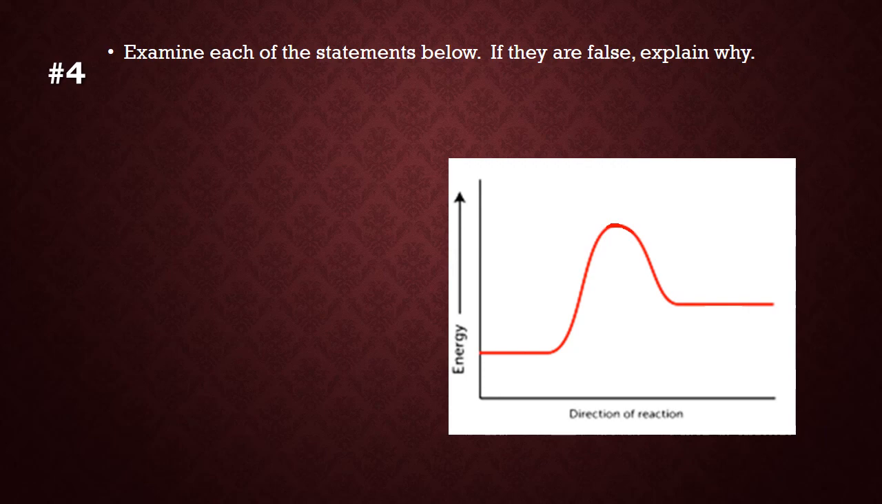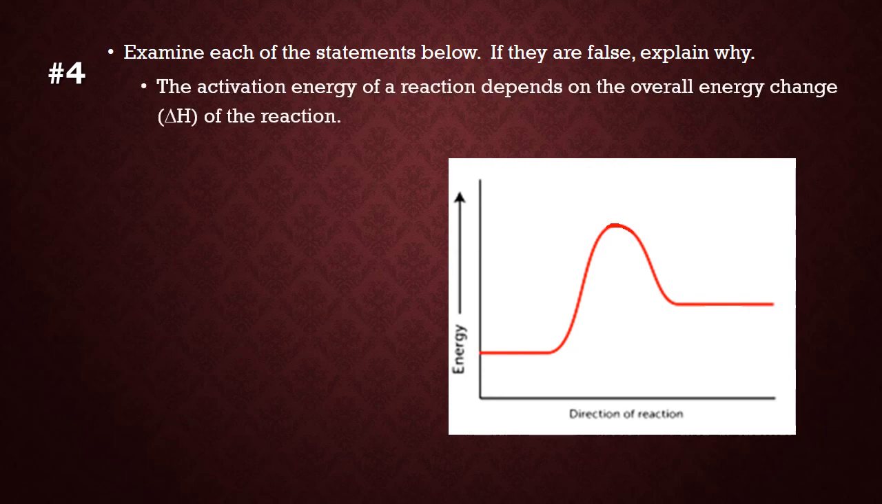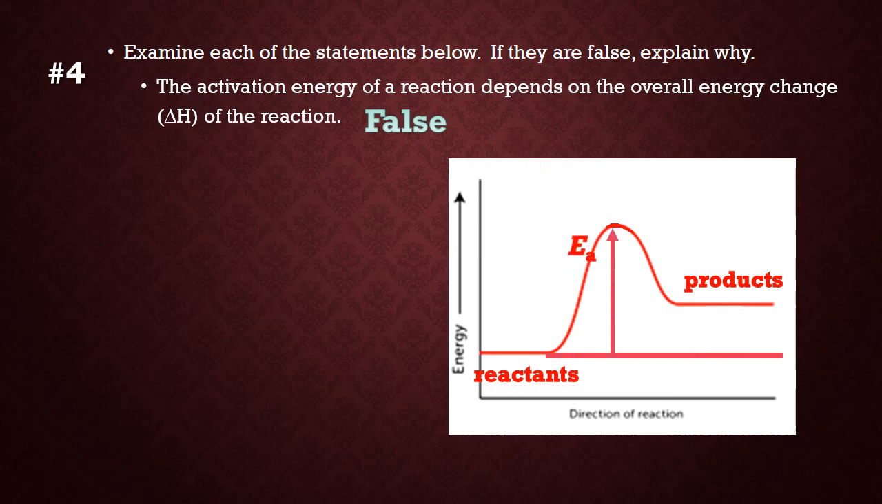So it says, examine each of the statements. If they're false, explain why. The first one is, the activation energy of a reaction depends on the overall energy change of the reaction. And that's false. If we take a look at this graph, we have reactants and products. Our activation energy is measured from reactants to products.